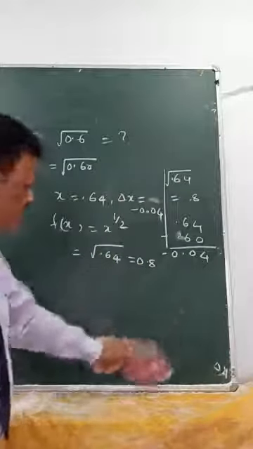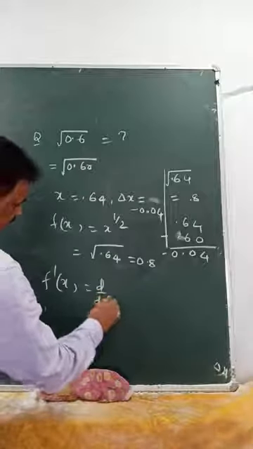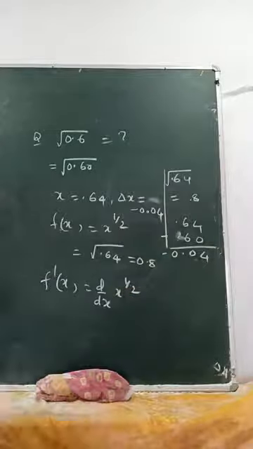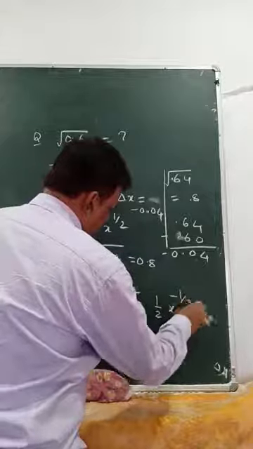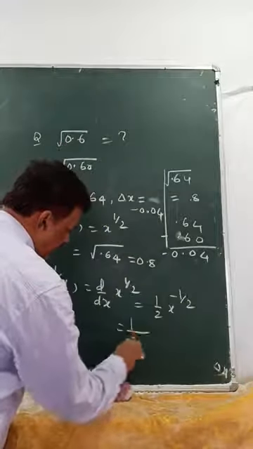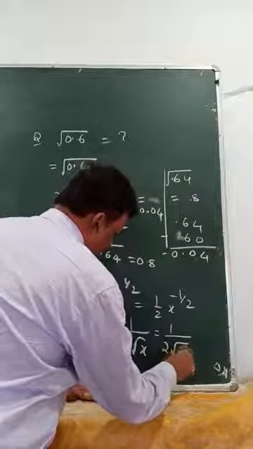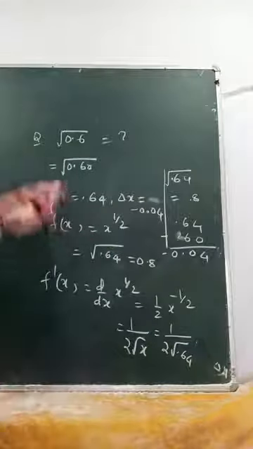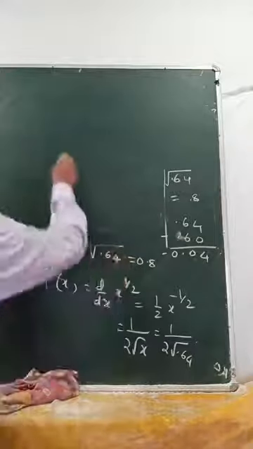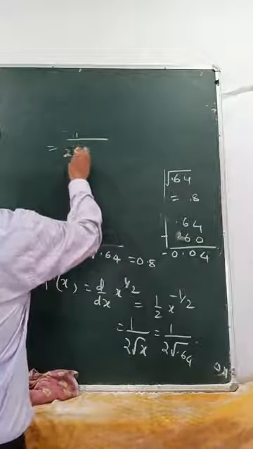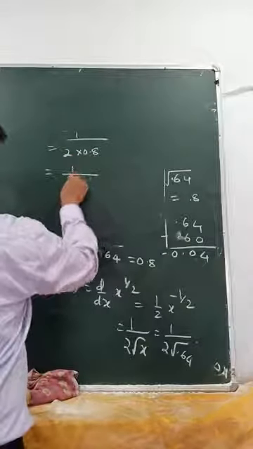Now to find f dash x, you need to find the derivative of x to the power half. So that is the same thing. Half x to the power minus half, which is 1 by 2 root x, 1 by 2 root over of 0.64. That becomes 1 by 2 into 0.8, which is 1 by 1.6.